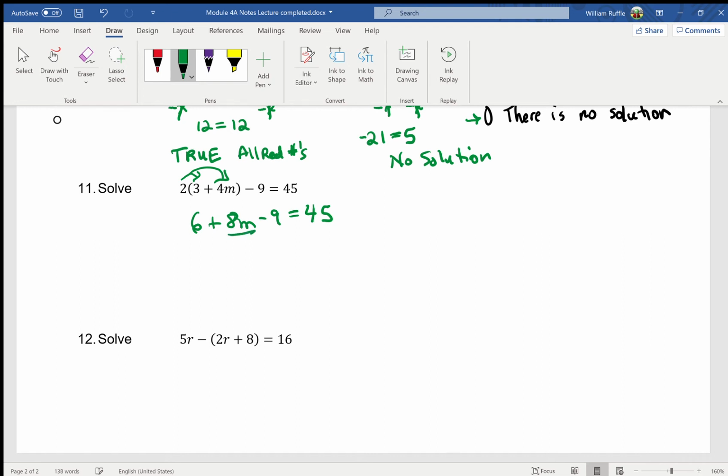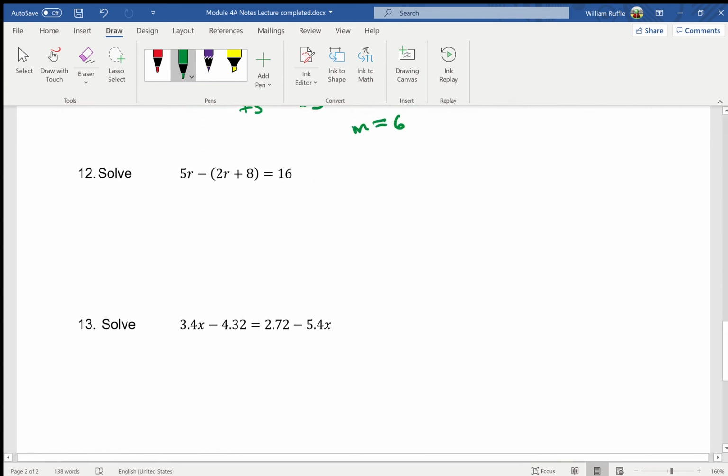Now the 8m, there is no other like terms, so I'm just going to write 8m. 6 minus 9 is negative 3 equals 45. Remember, if they're on the same side, 6 and negative 9, I just combine them. It's when I want to move it to the other side of the equation, that's when I do the opposite. So right now I want to move this 3 to the other side of the equal sign, so I have to do the opposite, so I'm going to add 3 to each side. So I get 8m equals 48, divide each side by 8, I get m equals 6.